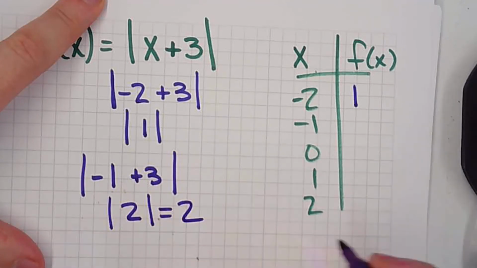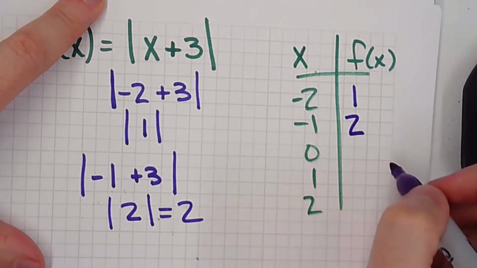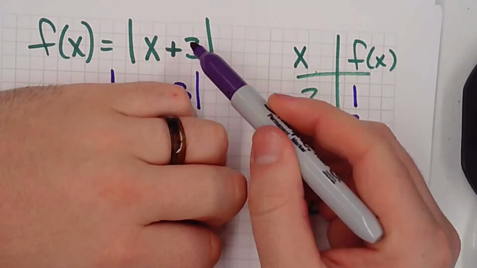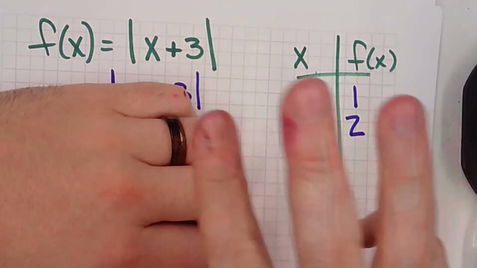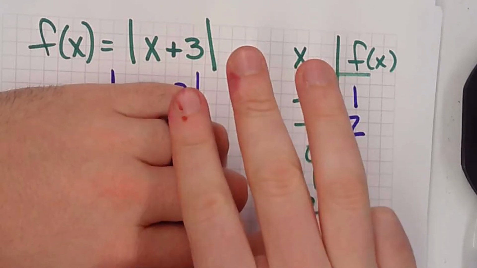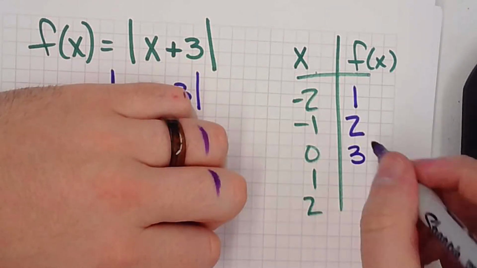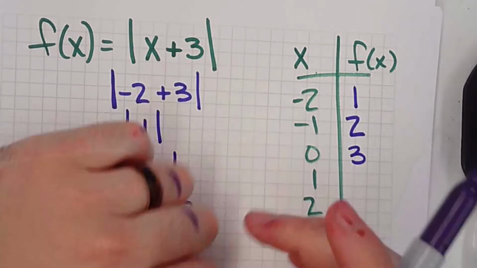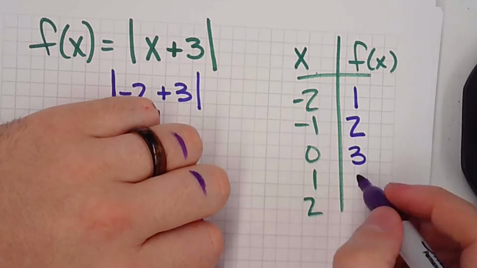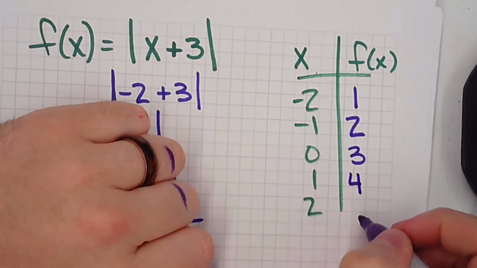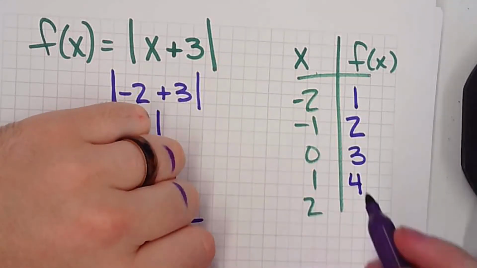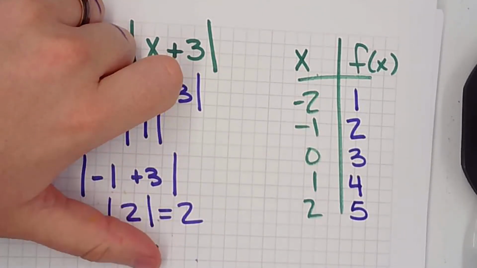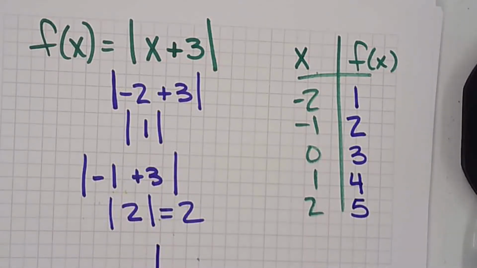So negative 2 gets 1. Negative 1 gets 2. If we plug in 0, 0 plus 3 is 3. Absolute value of 3 is still 3. Bet you can see a pattern. If we plug in 1, 1 plus 3 is 4. Absolute value of 4 is 4. If we plug in 2, we get 5. And absolute value of 5 is 5. So if we were to graph this right now, negative 2 comma 1 would go here.